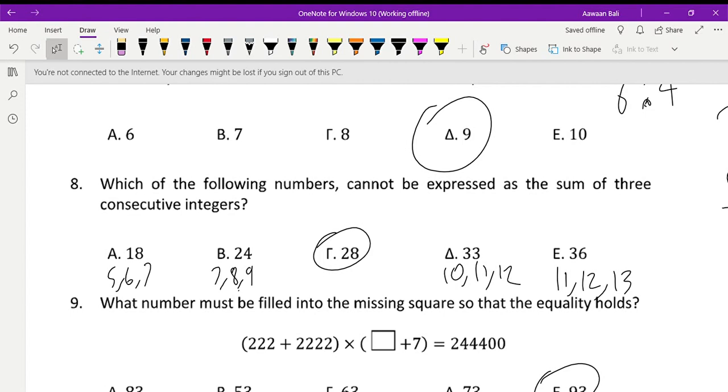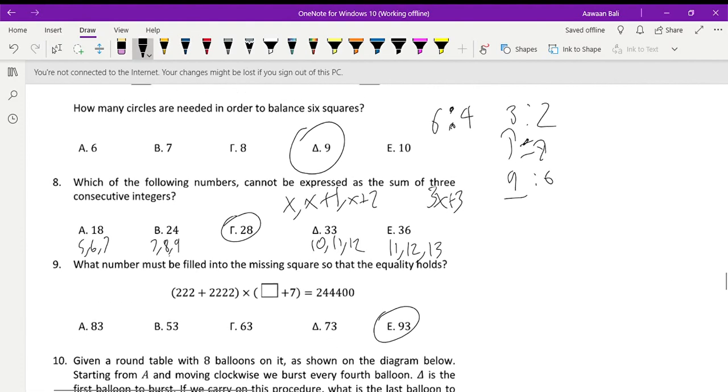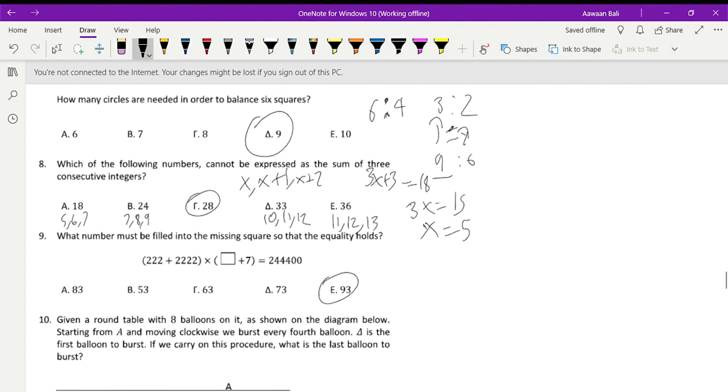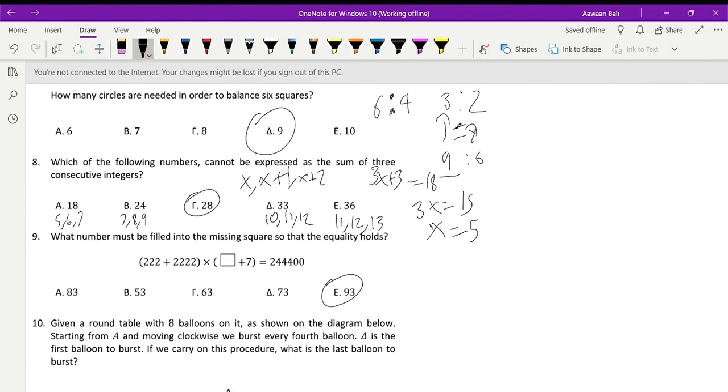You can also find a method for this. Basically, the consecutive numbers are x, x plus 1, and x plus 2. If you add them all together, you get 3x plus 3. Now, when you check a number, you can subtract 3 from both sides, you get 3x equals 15, divide both sides by 3, and you get x is equal to 5. Now basically, if you get a number which is not a whole number, then that means you can't get the sum. So 3x plus 3 is equal to 28.